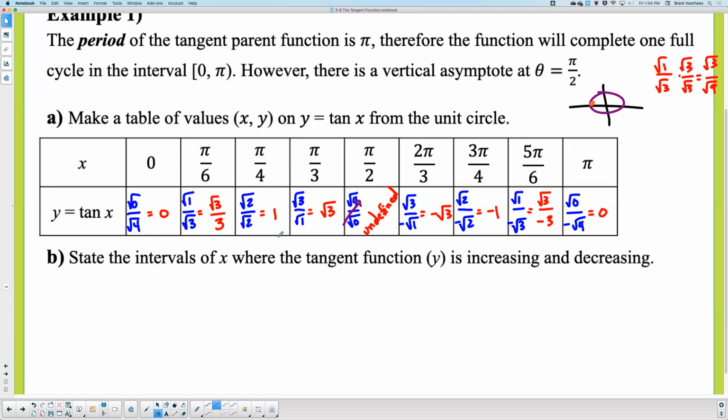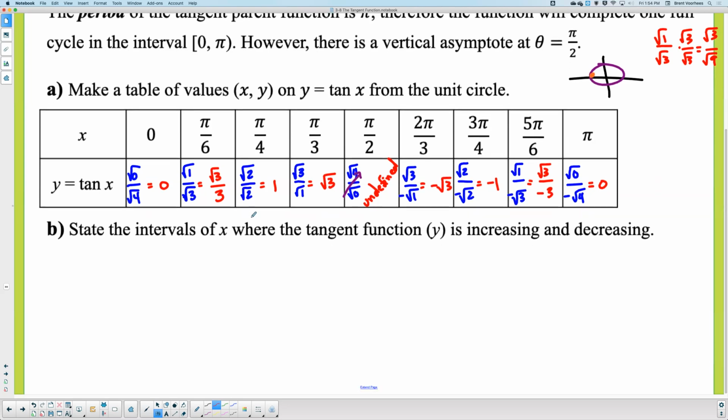Now, when you look at this table, it looks like the values were getting bigger and bigger, and then all of a sudden they got smaller, but that's not how it works. Remember what I just told you on the previous slide. Tangent always increases or it always decreases. It increased from the interval where we started at 0 up until pi over 2. And that's when it becomes a vertical asymptote.